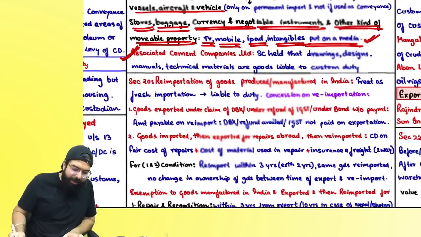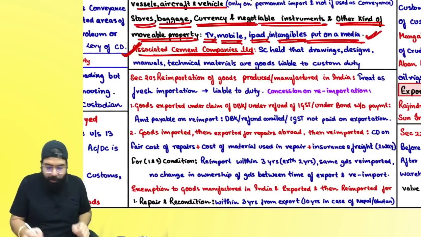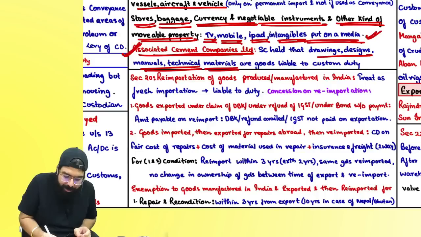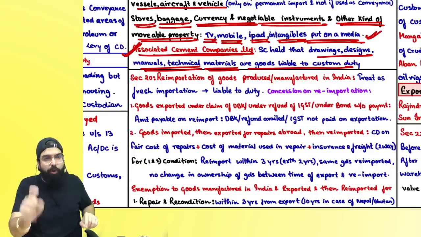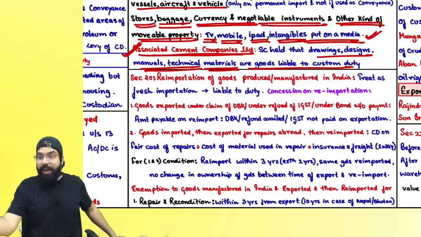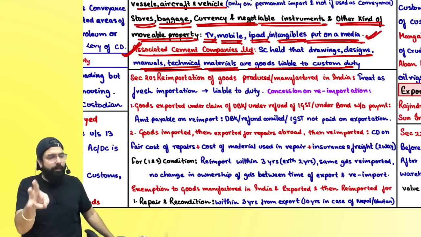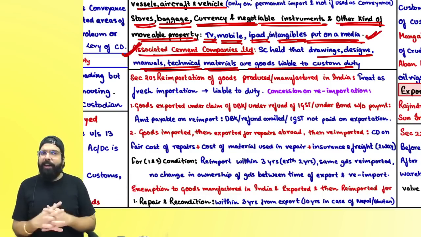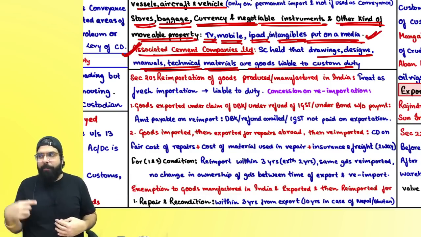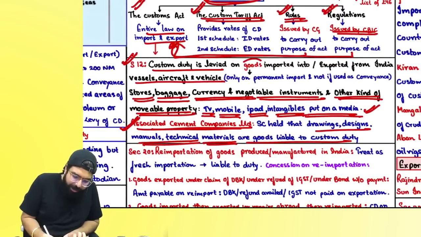Always remember there is a case law, Associate Cement Companies, where the Supreme Court held that drawings, designs, manuals, and technical materials are goods and liable to custom duty. Always remember one thing: custom duty is levied on goods. Goods means vessel, vehicle, and aircraft; goods means stores, baggage, currency and negotiable instrument, and any other kind of movable property, and it includes intangibles which are put on media. Associate Cement case law is there, right everyone? Custom duty is levied on goods which are imported into or exported from India.